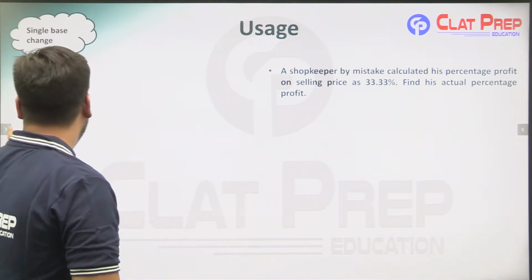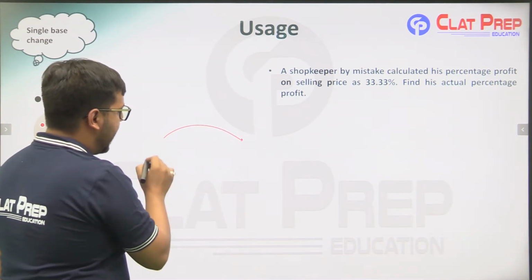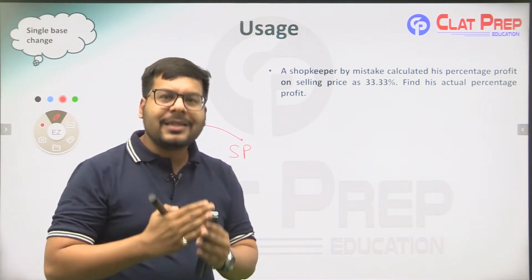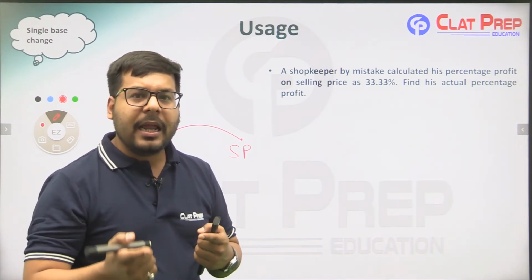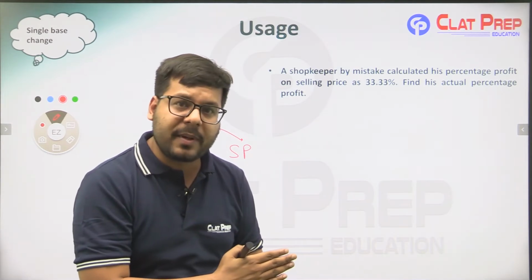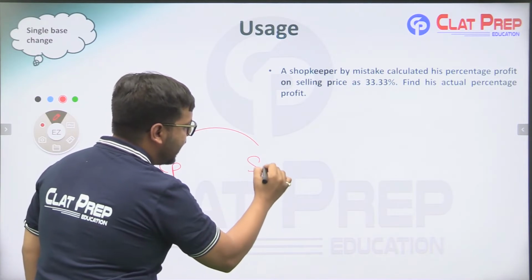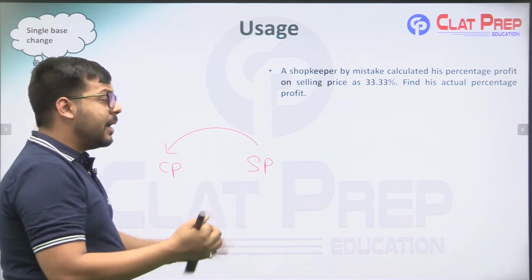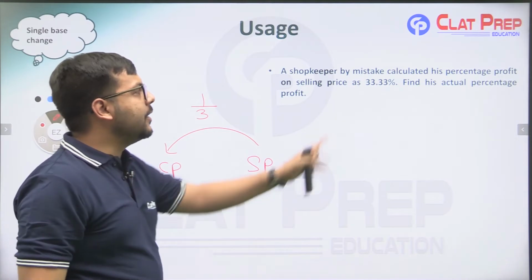How? Understand. What the question is saying is that a shopkeeper by mistake calculated his profit on selling price. Now think about it. What is actual percentage profit? It is increase in the cost price. So if the shopkeeper has calculated the profit on selling price, what has he done? He must have reduced the selling price to get the cost price, right? So the question is saying that the shopkeeper by mistake calculated his profit on the selling price. That means he must have reduced the selling price to get the cost price by what? By 1/3. That is 33.33%.